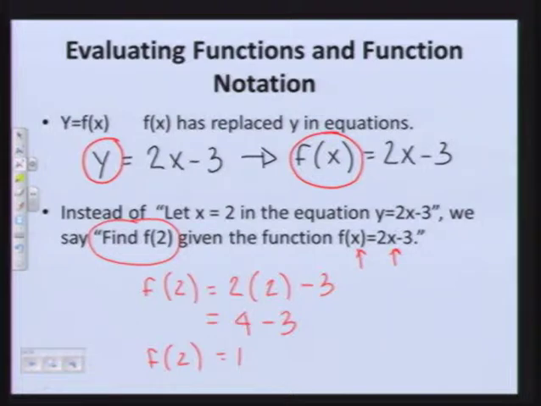What does that mean, you ask? Well, what that corresponds to is if we were looking at a graph of this particular function, that would correspond to the coordinate, the ordered pair, 2, 1. 2 being the x coordinate, 1 being the y coordinate. 2 is your input, y is your output.